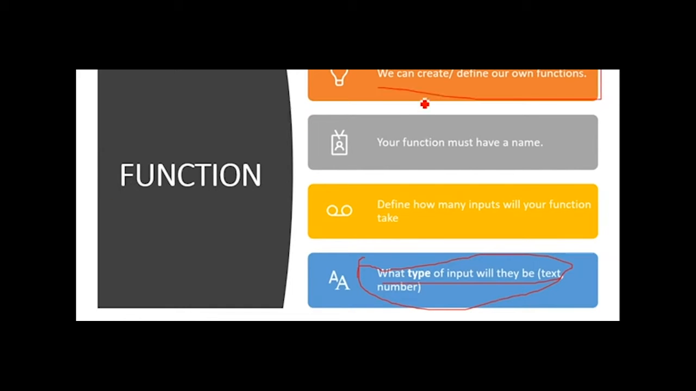Firstly, we have to define what we want our function to do. Secondly, we must give it a name so that it's easy for us to call it or remember it. If you want to use it, you need to remember how you are going to call that function, so we need a name to be able to call it. Thirdly, you need to define how many inputs your function will take. And lastly, the type of input that we need in your function.